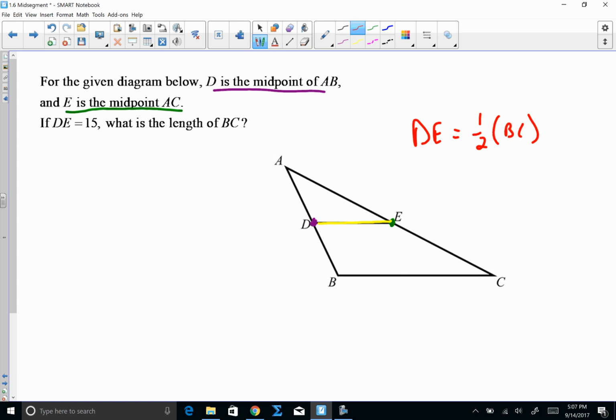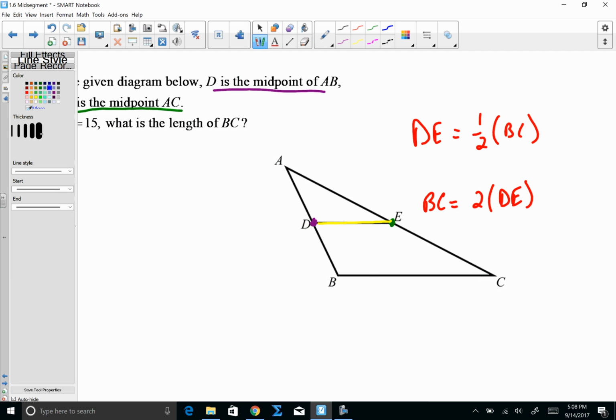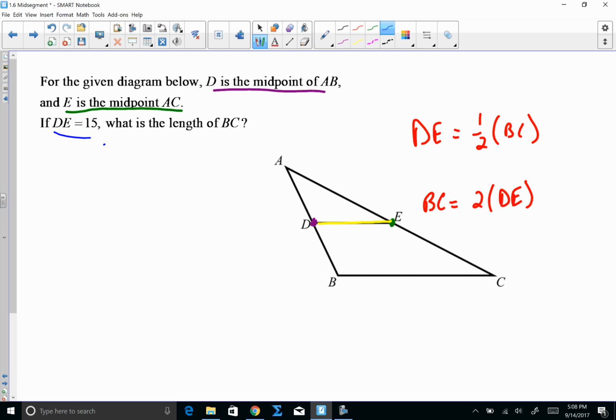All right, we could reverse that process and say that BC is equal to 2 times the length of DE. Again, both formulas are true. It just depends on what information you're given and what information you're trying to find from here. So based on this question here, we have that DE is 15. All right, so if DE is in fact 15, like so, I now am looking for BC.